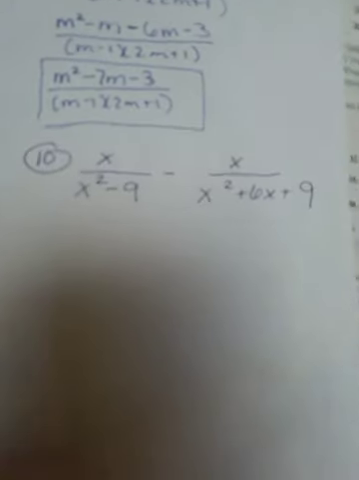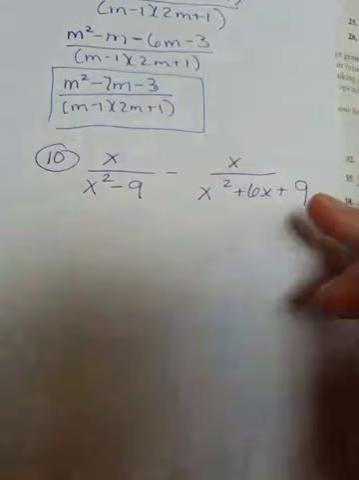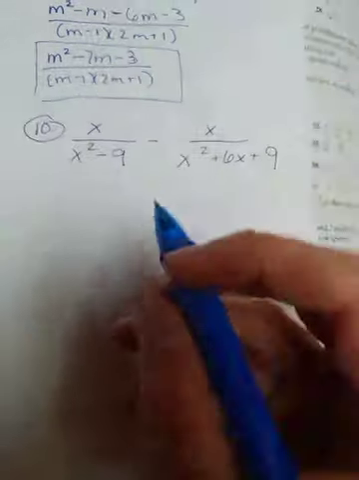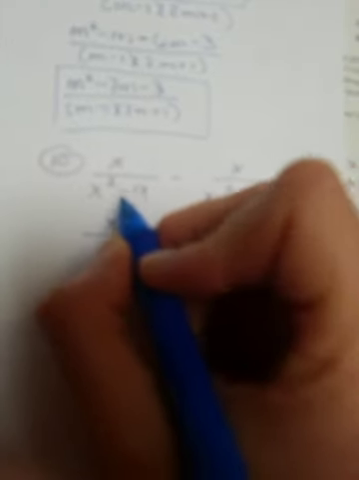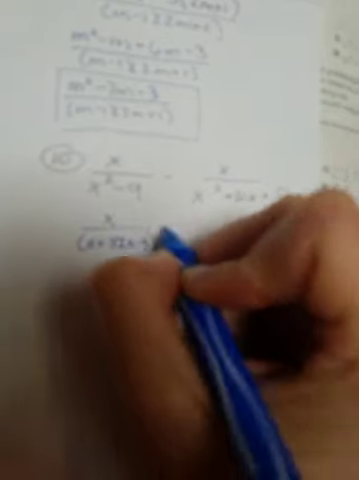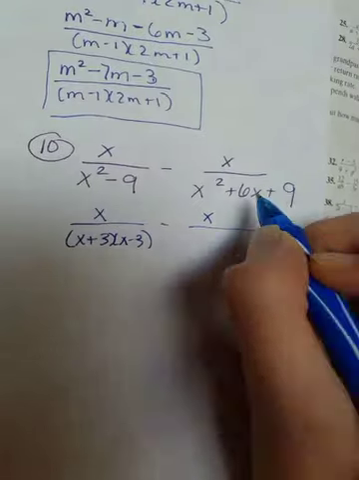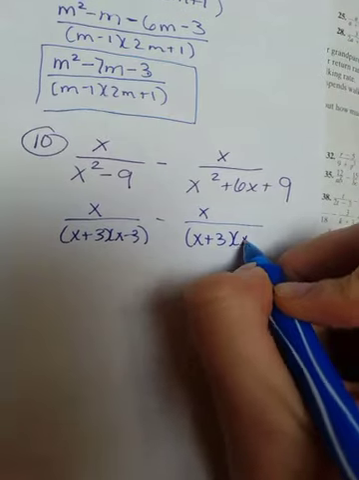All right, number 10. Here's a situation where your two denominators are not factored, and it's a binomial with a squared term and a trinomial with a squared term. So before you can establish the common denominator, you need to factor. So x squared minus 9, that's difference of perfect squares. So it's x plus 3, x minus 3. And then I'm looking for factors of 9 that add to 6. So that's going to be x plus 3, x plus 3.